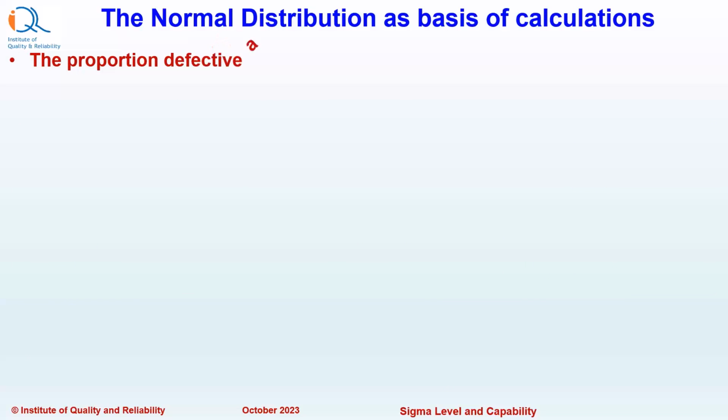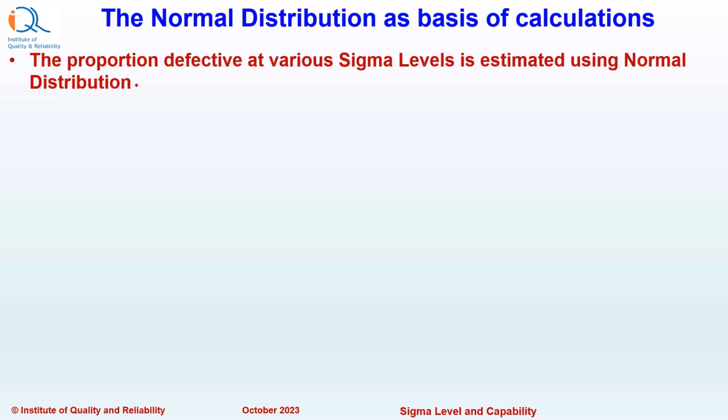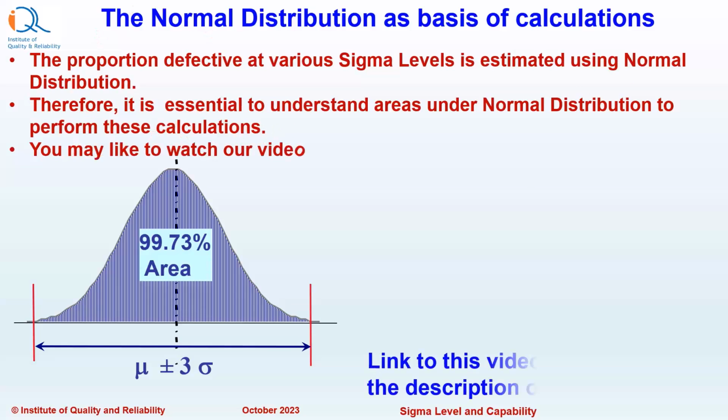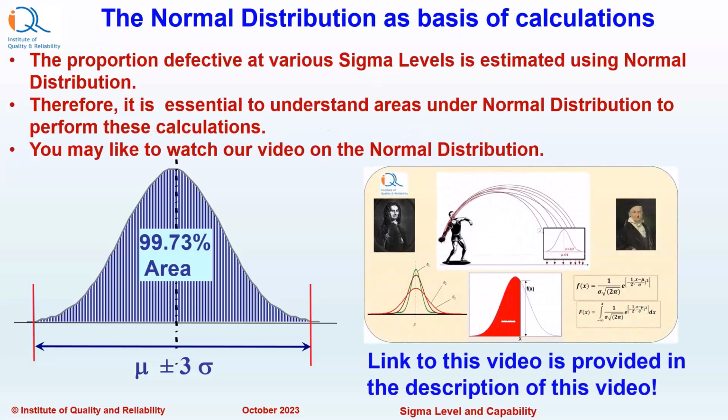The proportion defective at various sigma levels is estimated using normal distribution. Therefore, it is essential to understand areas under a normal distribution to perform these calculations. You may like to watch our video on the normal distribution. Link to this video is provided in the description of this video.